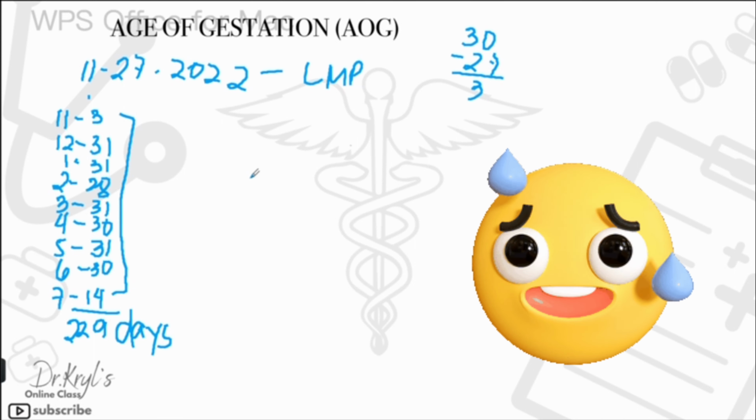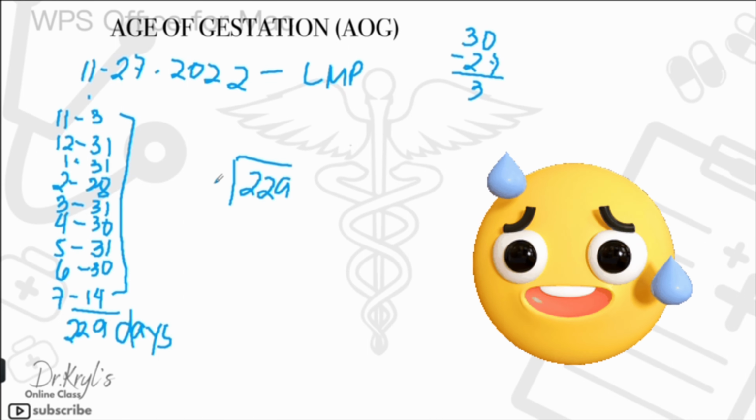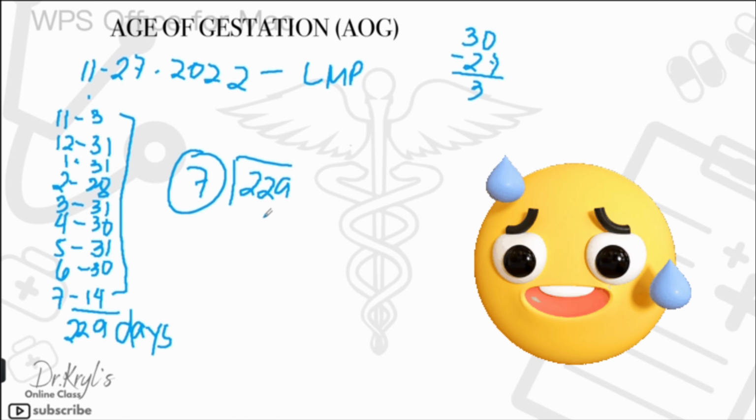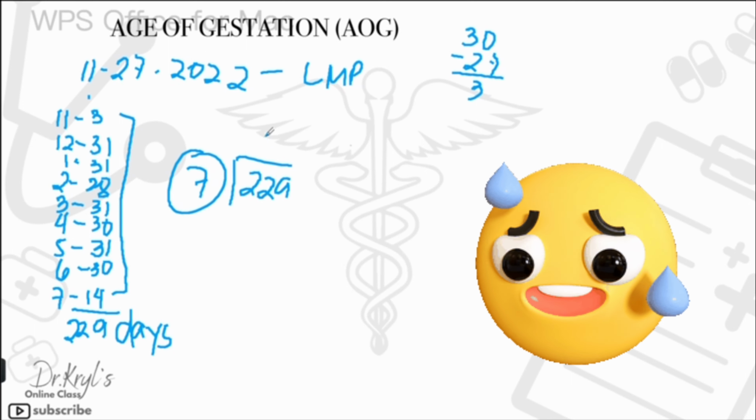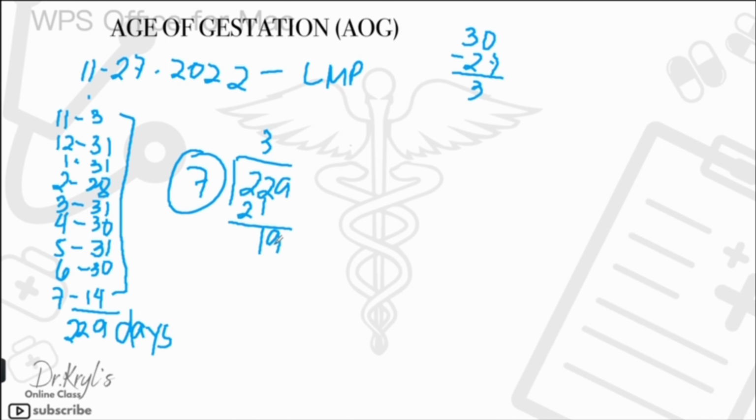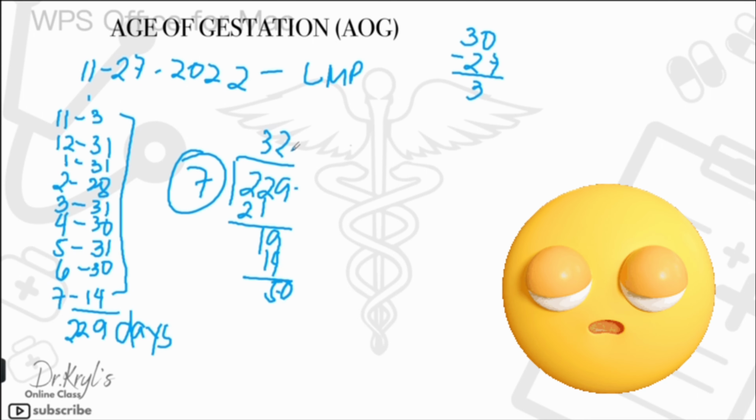So, it is 229 divided by 7. Why 7? Because there are 7 days in a week. Okay. So, 22 divided by 7 is 3. So, this is 21. So, 1 and 9. And so, 19 divided by 7 is 2. So, this is 14. And 5. And so, because it can't be divided, we can add 0 here. So, 50 divided by 7 is 7.